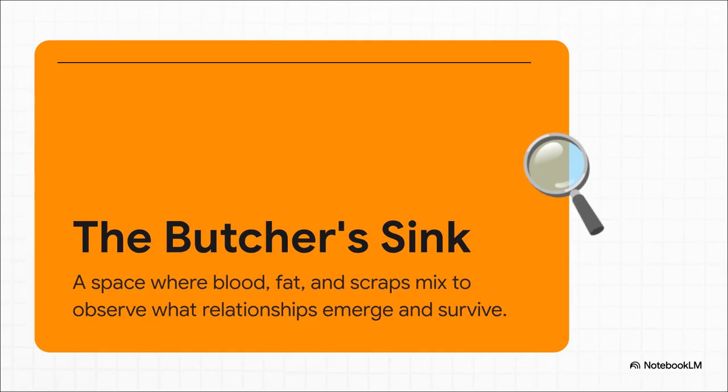Now, standard academia, they'd usually filter out that dirty data right away to find a clean signal. But the butcher sink approach, it throws all the data in first. It refuses to toss anything out until its relational value has been totally tested. You basically just watch the mess and you observe what relationships naturally emerge.